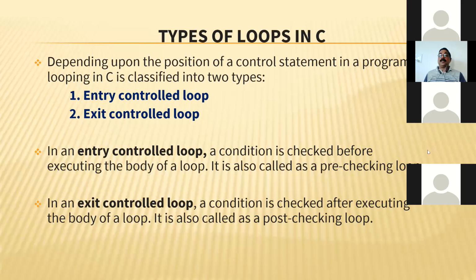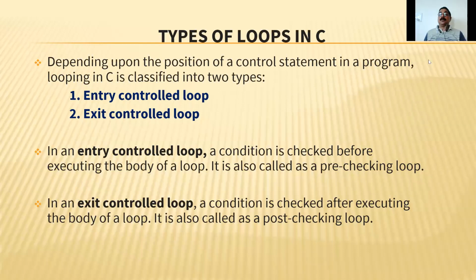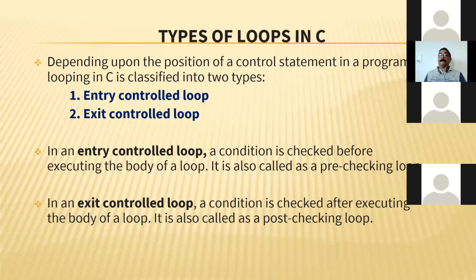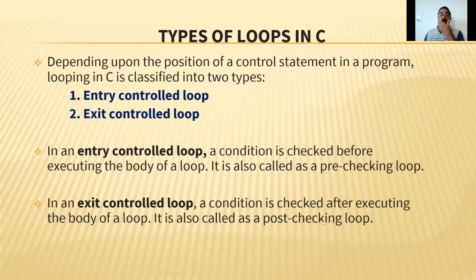Okay, let us see again. There are two different types of loops in C: the entry controlled loop and the exit controlled loop. In the entry controlled loop, the condition will be tested before executing the loop, and it is called pre-checking of the loop.